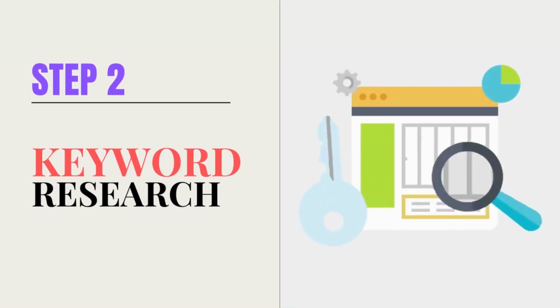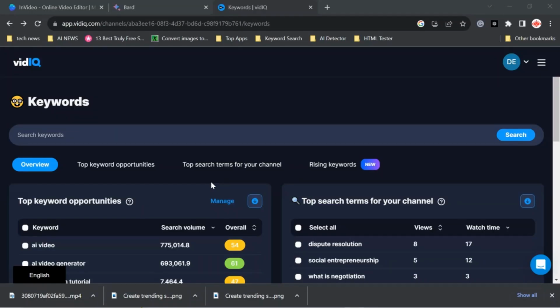I will copy this. Keyword research is very important for your channel and especially for your video. You can find a good keyword with high search volume by using many other applications, but for today's video I will use vidIQ to find high volume keywords. To reach this window, you have to sign up with vidIQ. You can sign up with your email address or with your Google account.